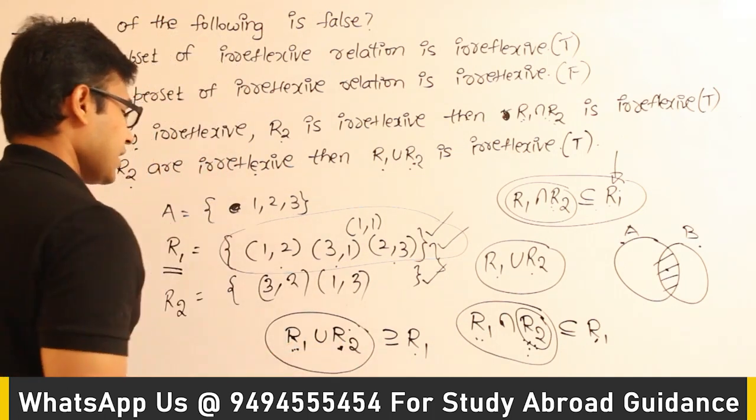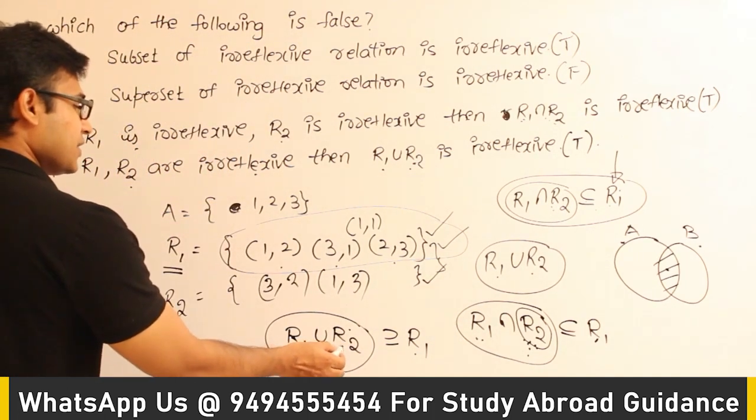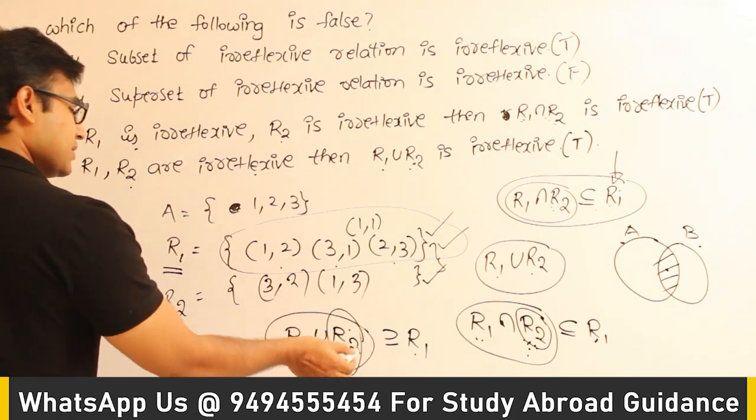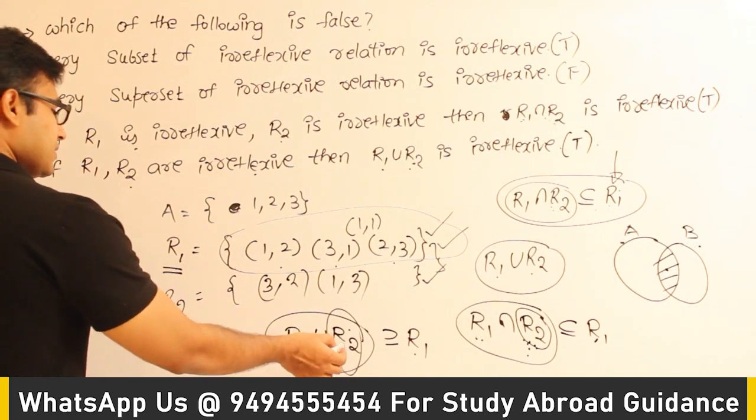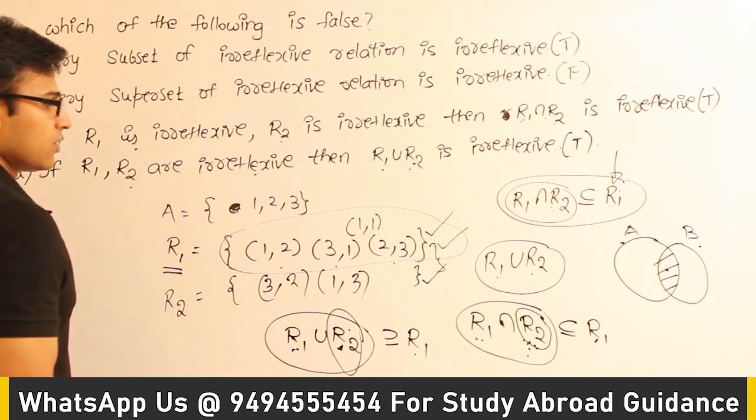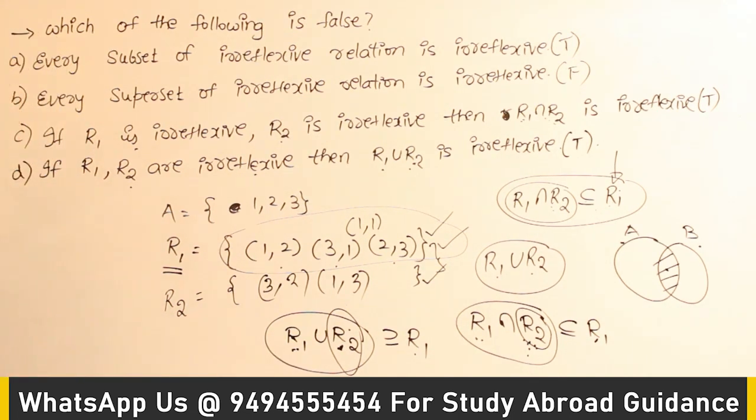But in the earlier case, I cannot say that it is always irreflexive without knowing about R2. In case R2 is irreflexive, then it is always irreflexive. In case it is not irreflexive, then it will not be irreflexive. Got it? Okay.